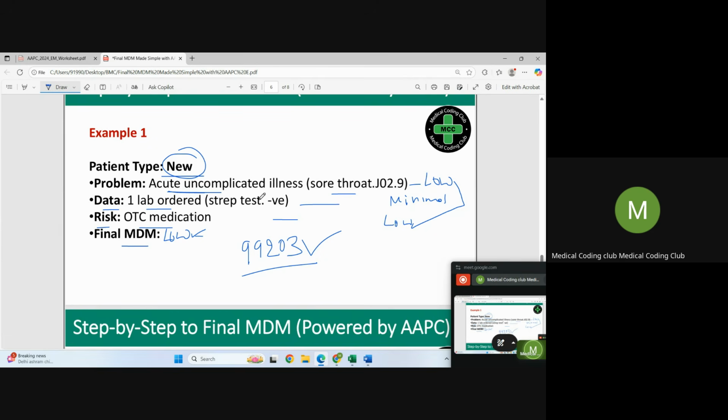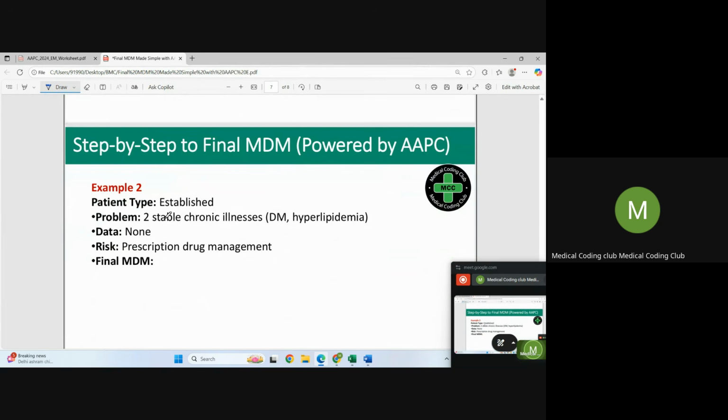Let's see one more example. Example 2, patient type is established patient, and here the patient problem is two stable chronic illnesses, that is diabetes mellitus and hyperlipidemia. So both are stable, so you can take 2 plus stable chronic illness. Data none, they did not perform any data. Risk, prescription drug management they have given. So what is your final MDM? We have to check.